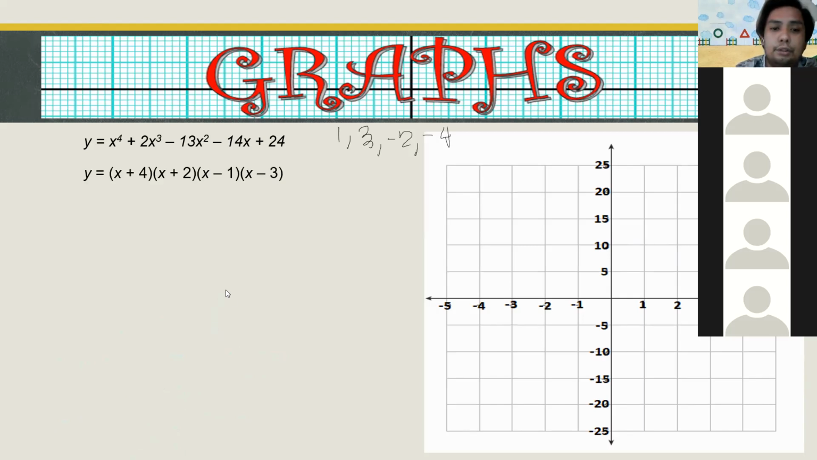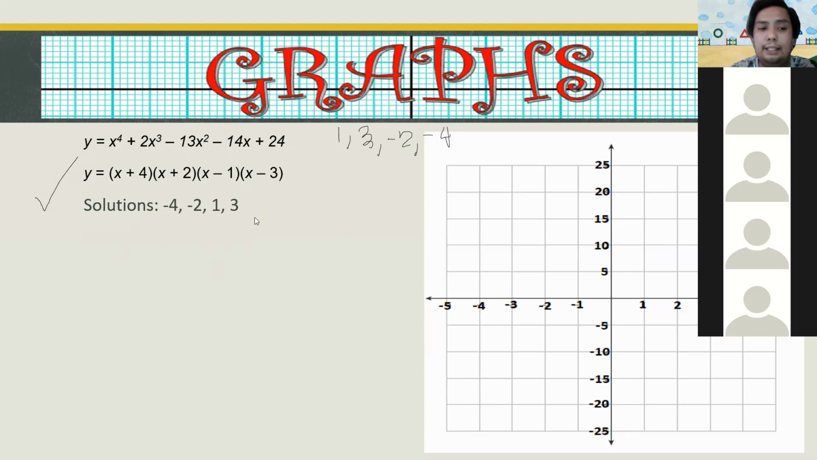So, kapag in-arrange natin siya, 1, 3, negative 2, ibig sabihin, we have the factor, manggagaling dito, x plus 4, x plus 2, x minus 1, x minus 3. Tama po ba? Ginawa lang natin factor form. So, we have negative 4, negative 2, 1, and 3. So, clear na tayo sa first na kailangan natin, which is negative 4, negative 2, 1, 3. Okay.